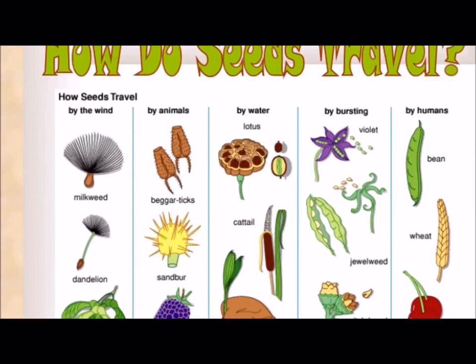Last column, remember columns go up and down. It says by humans. So some seeds get scattered by us, humans. And what do you see there? See a bean and wheat. And it looks like something I love to eat in the summertime, some cherries. And that's right, cherries have those seeds you have to spit out.